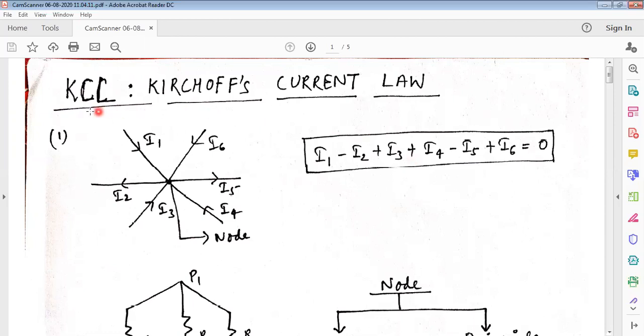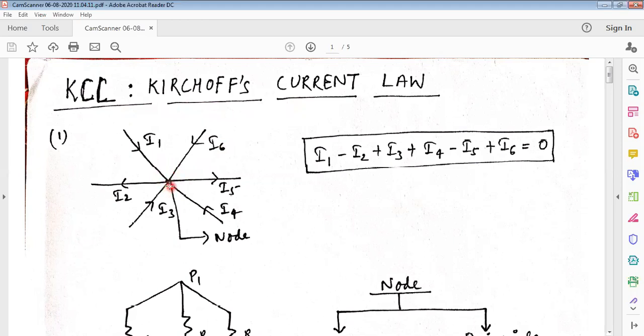So Kirchhoff's first law is Kirchhoff's current law, KCL. What is Kirchhoff's current law? It states that the total current or charge entering at a junction or a node is exactly equal to the charge or current leaving the node. That is the statement of Kirchhoff's current law. Or you can state another way that the algebraic sum of the currents meeting at a point is equal to 0.